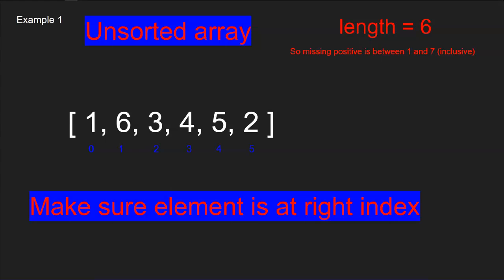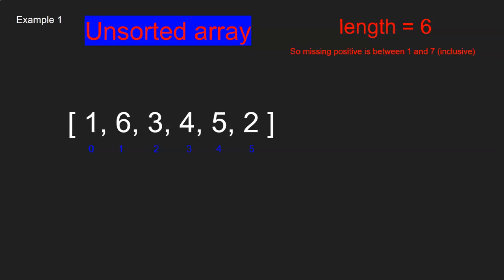So first of all, we need to make sure the array elements are at the right index. For that, let's iterate through the array. We'll start at index 0, where we will look at the array element. Here at index 0, we have array element 1. The element 1 must sit at index 0. In our case, it is sitting at index 0 only, so we don't do anything. Move to the next index, which is 1.